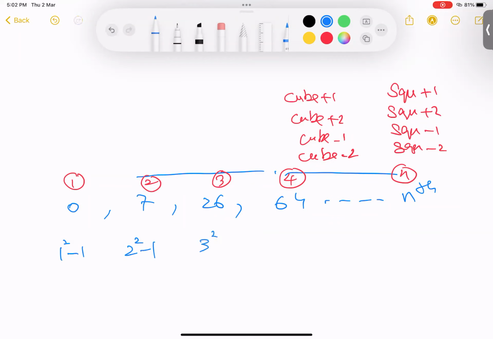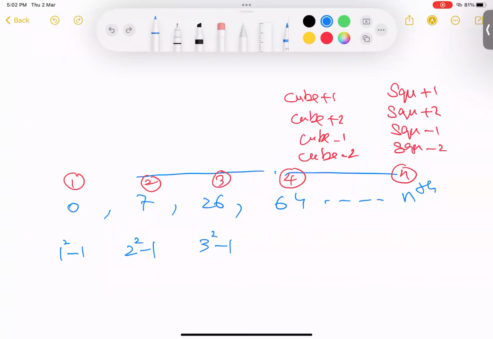3 to power 2, 9. 9 minus 1, 8. Oh, it's not matching. So it means this technique, the upper technique, square minus 1, is flopped. It means this technique is flopped. Okay, then what is the other technique?